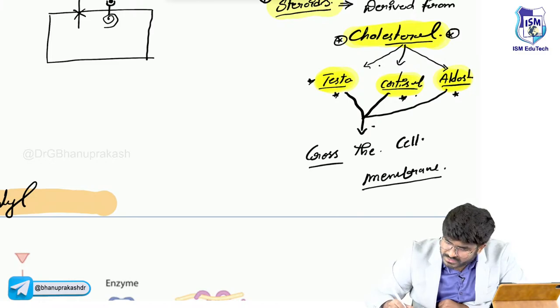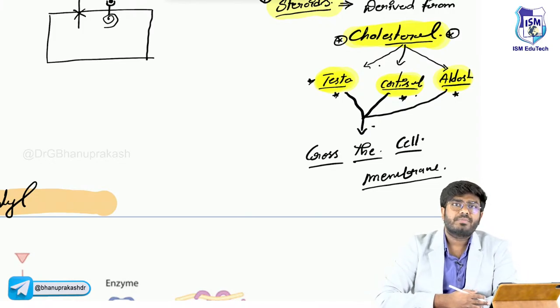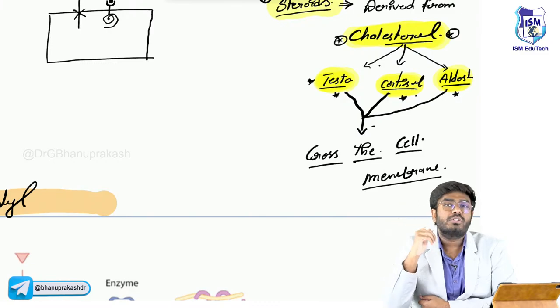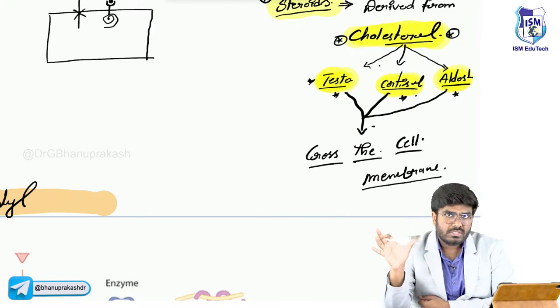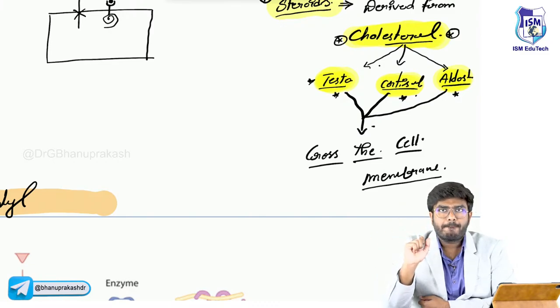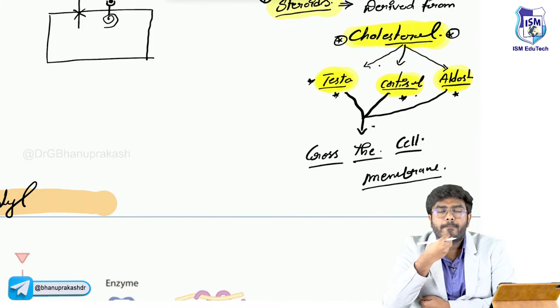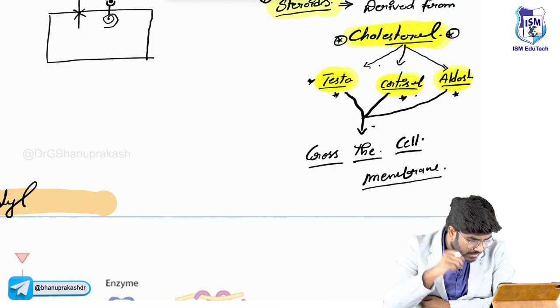But do you know what is the twist? The twist is, this is not there in the option, sir. In the recent FMG exam, the question was asked, which of the following hormones crosses the cell membrane? Now, in the options, testosterone, cortisol, aldosterone are not there. So, is there any other hormone which can cross the cell membrane? Any idea, guys?